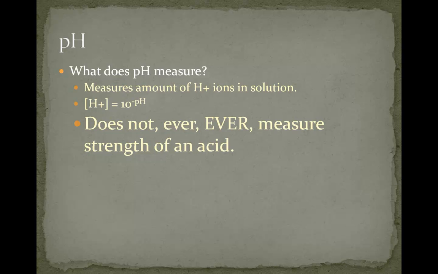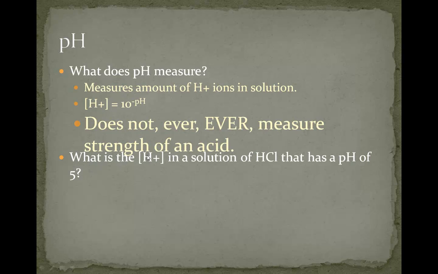Strength of an acid has to do with how much it breaks up in water, how much it dissociates. HCl is a strong acid, not because it has a low pH, but because it completely dissociates in water. Acetic acid is a weak acid because it doesn't completely dissociate in water. Very little of it breaks up.